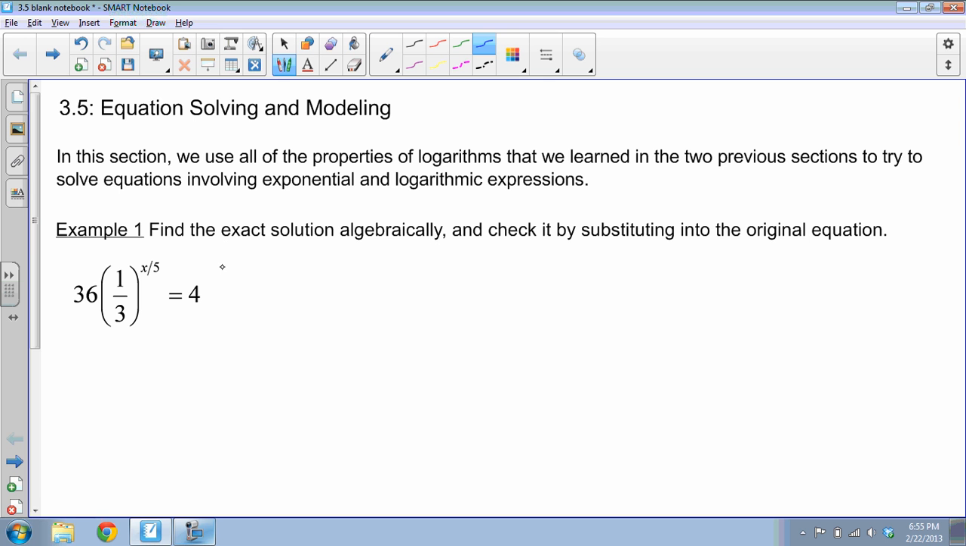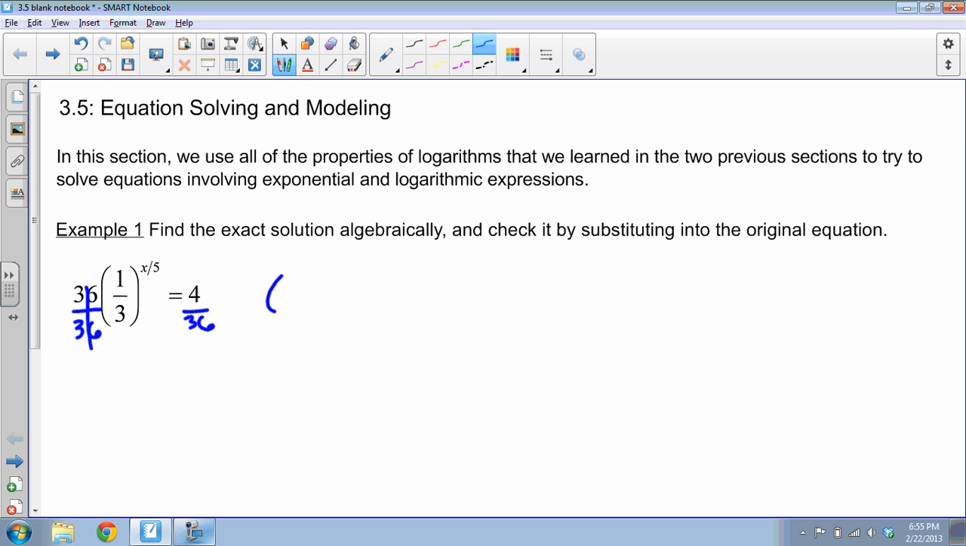And so we're going to work out quite a few so that you can see the general strategy that you should take. On example 1, it says find the exact solution algebraically and check it by substituting it into the original equation. So here we have 36 times this exponential expression, 1/3 to the x over 5, equals 4. The first thing I want to do is get the exponential expression by itself. So I'm going to divide by 36 on both sides.